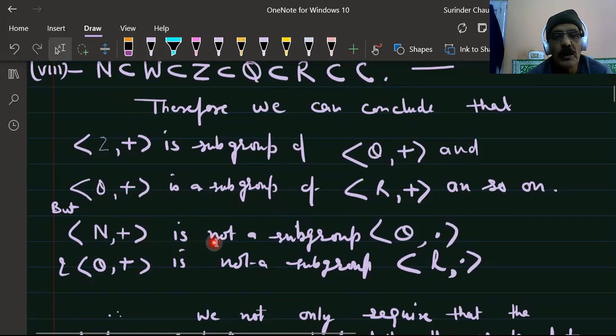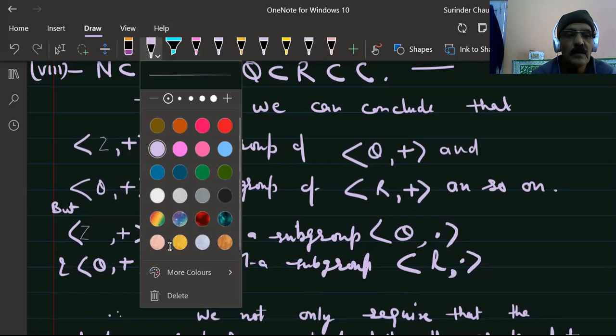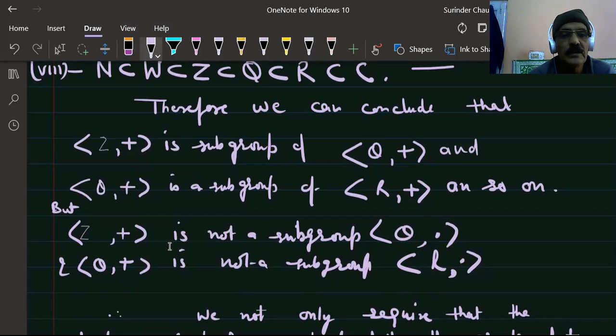The set of natural numbers is not a subgroup of the set of integers. The set of integers under the binary composition of addition is not a subgroup of the set of real numbers under multiplication, and the set of rational numbers under binary addition is not a subgroup of the set of real numbers under binary multiplication.